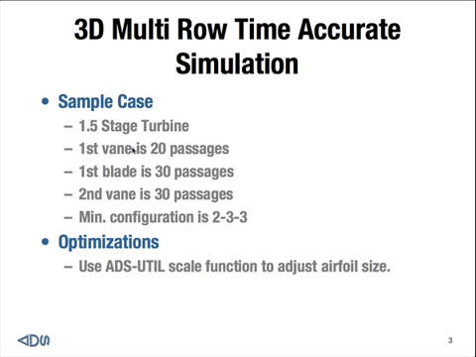If your case cannot be split evenly, ADS provides a utility that will allow you to scale and reduce the number of passages per row such that the case can be divided into something that you can reasonably run. Please refer to the ADS util documentation on how to set this up. Time-accurate simulations are best when run in parallel. It is not recommended to run a time-accurate simulation serially unless you really want to wait a very long time.